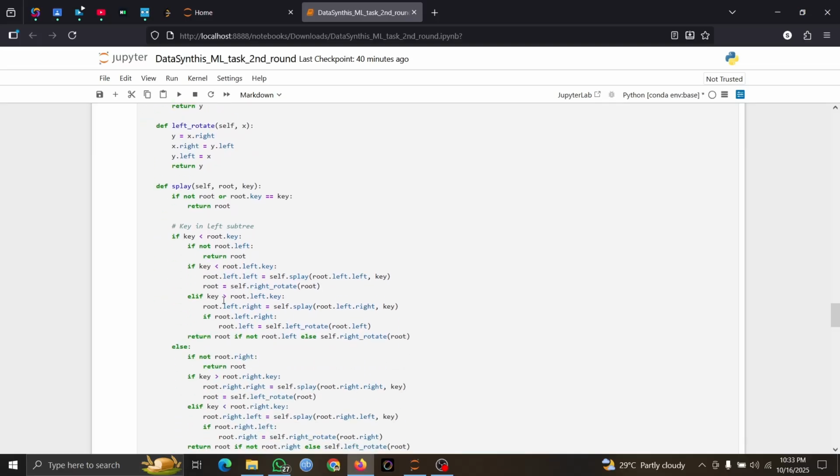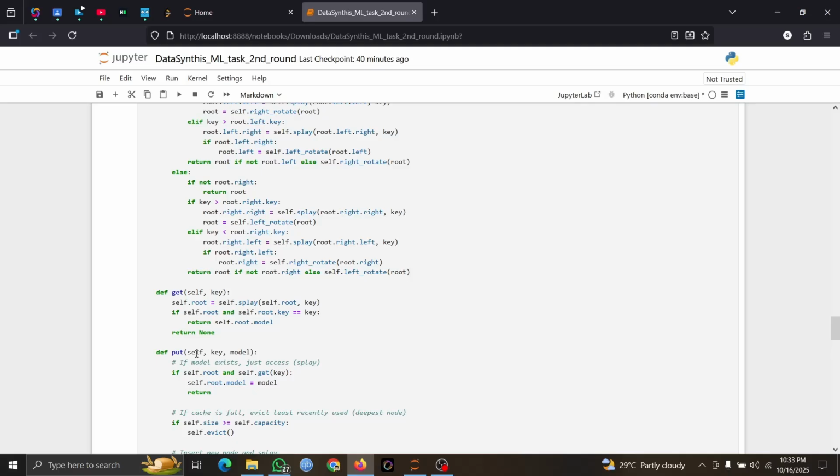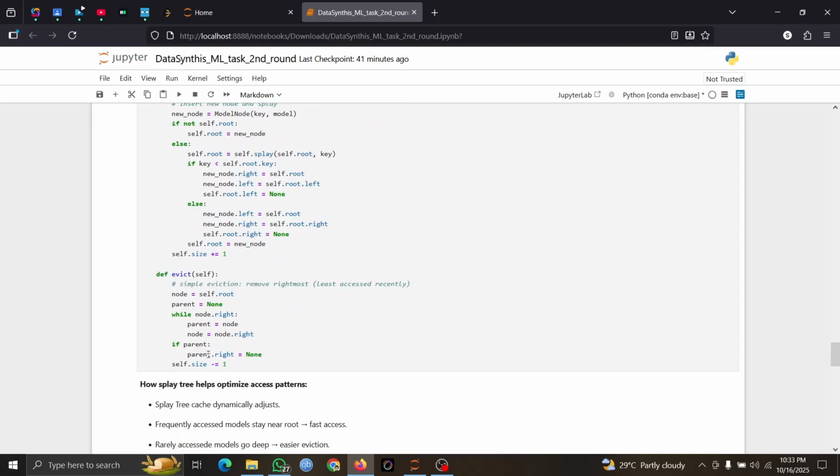Then I also use the get and put functions here. Get brings the model with the key to the root and returns it if found, and put inserts or updates a model. I also provide the evict function in order to remove the least recently used nodes here.